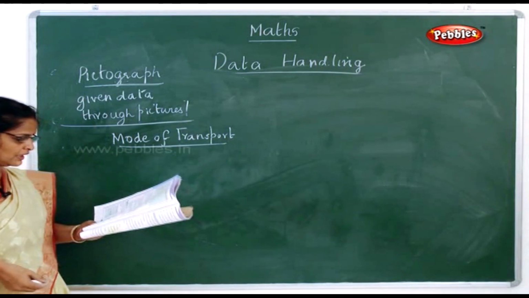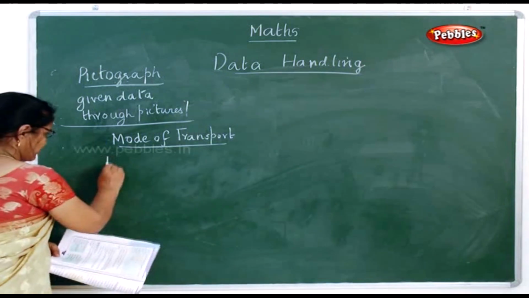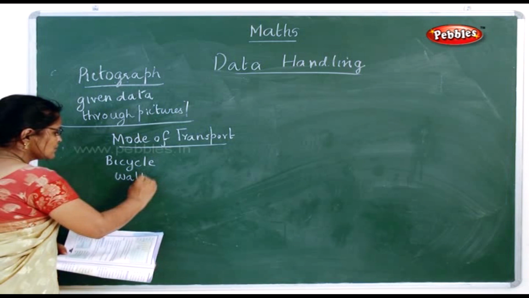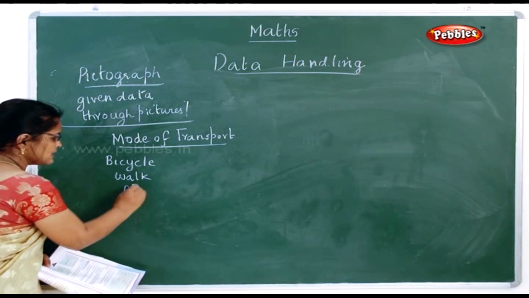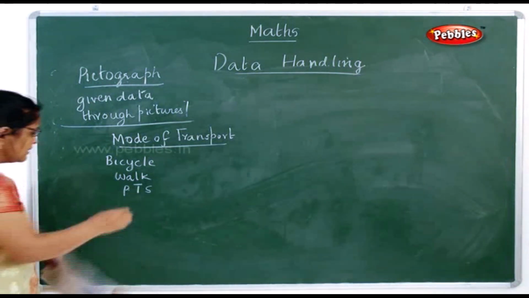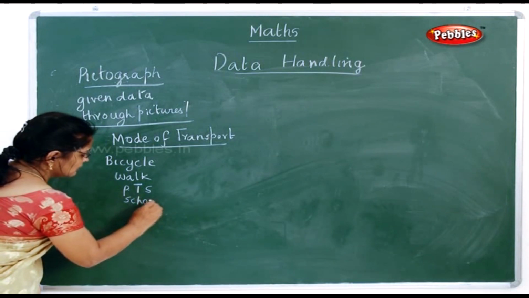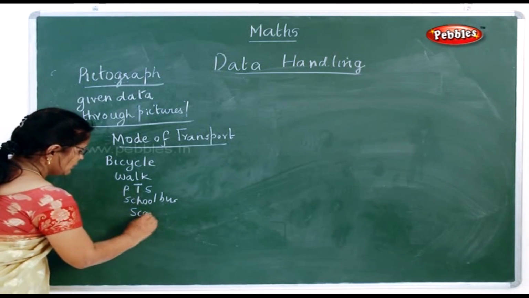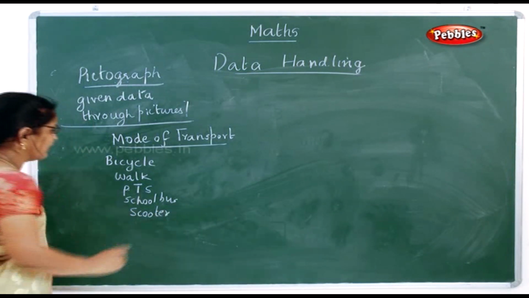Now, in that, there are different modes of transport. Bicycle, walk, that is walking, public transport system, I have written PTS, then school bus, and what was the last thing? Scooter. So, this was the mode of transport.